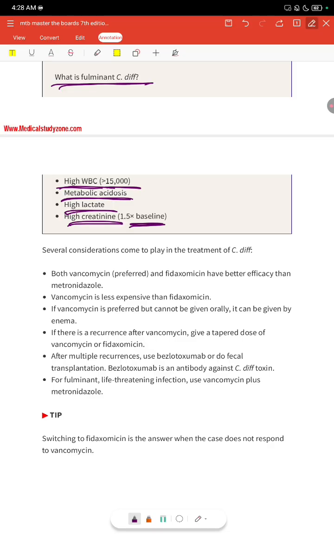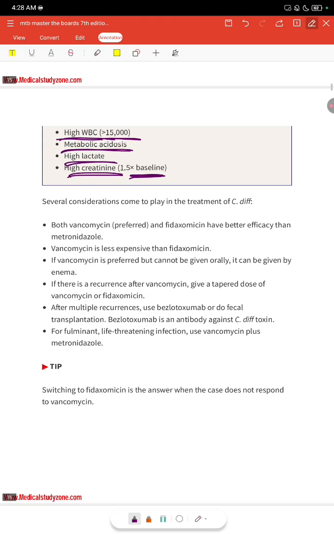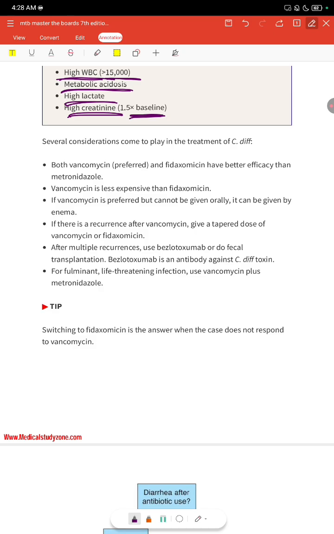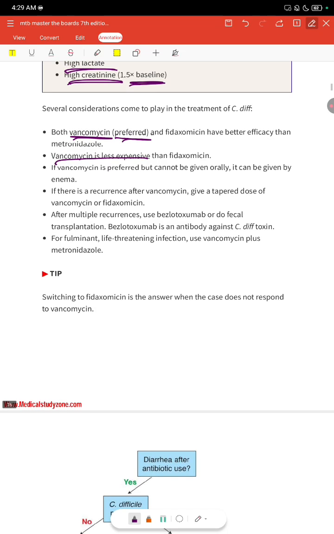Several considerations come into play in the treatment of C. difficile. See, both vancomycin and fidaxomicin have better efficacy than metronidazole, but vancomycin is preferred. Vancomycin is less expensive than fidaxomicin. This is another good thing about vancomycin.